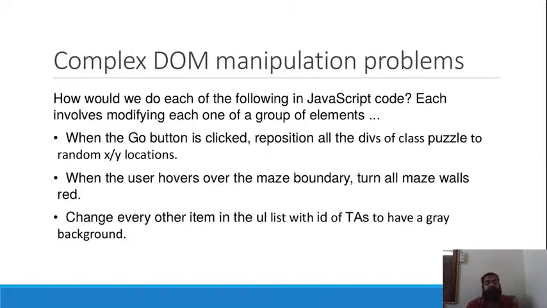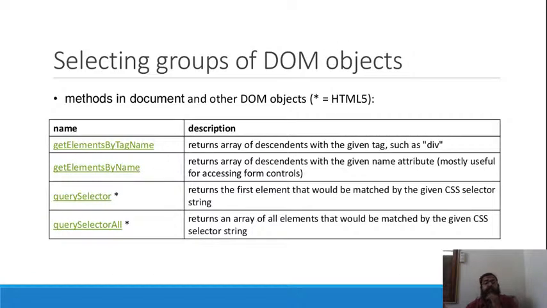interactive. So change every other item in the UL list with IDs of TAs to have a gray background, okay. So that is another thing that you can do. That's probably the smallest, easiest thing, right? So we can do all these complex DOM manipulations as well, okay. So you can do it by getElementsByTagName, getElementsByName, querySelectorAll, okay.